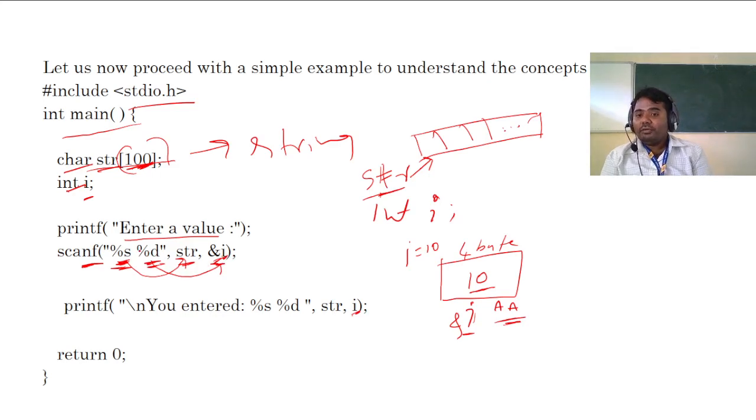Now it will print the message, enter the value. I must enter two values. One is a string, which will be stored inside str, and an integer number, which will be stored inside i. Then I'm using a printf statement to print the same, percentage s and percentage d. str will give the value of the string, and i will give the value of the integer. Percentage s is to print the value of the string, and percentage d is to print the value of i.